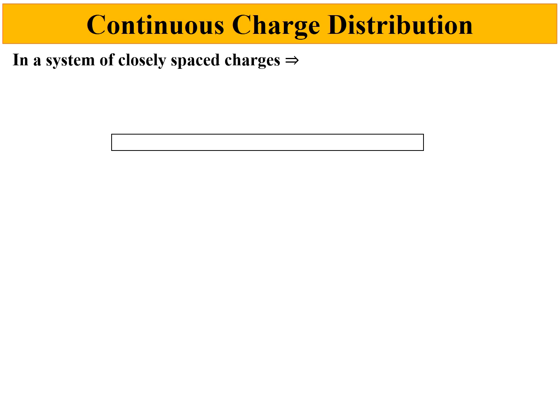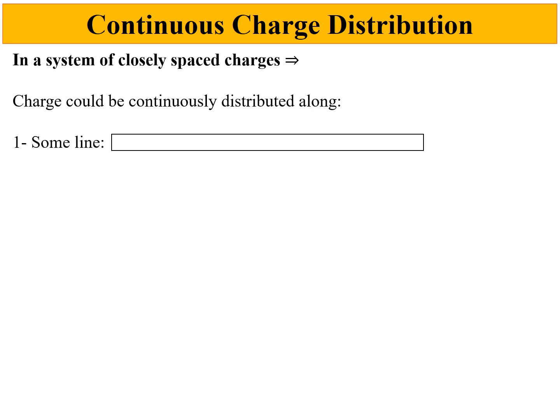For continuous charge distribution, we mean that the charges are closely spaced on the surface of a given body, such that we can consider the charge distribution as continuous. So we could distribute the charges along a line, and in this case we calculate what's called linear charge density, lambda equals Q over L, and the unit of the linear charge density lambda is coulomb per meter.